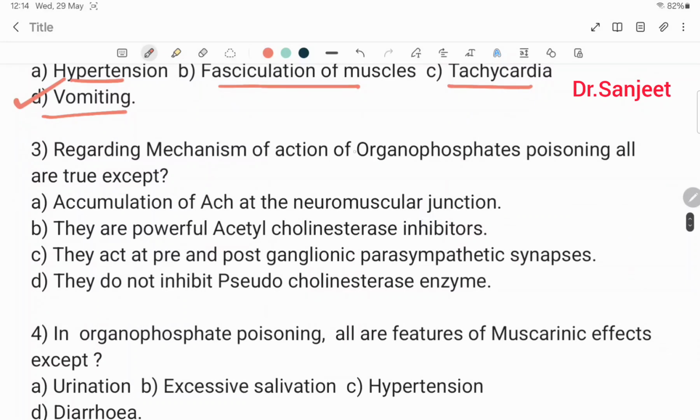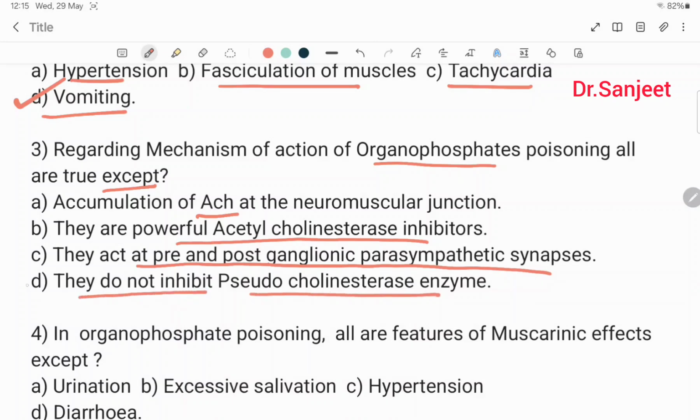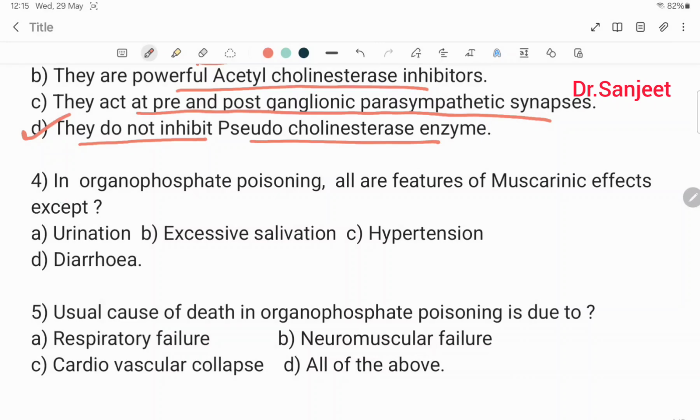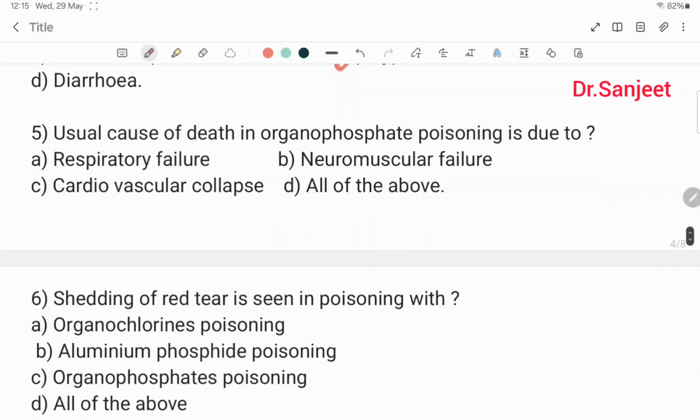Regarding mechanism of action of organophosphate poisoning, all are true except: accumulation of acetylcholine at the neuromuscular junction; they are powerful acetylcholinesterase inhibitors; they act at pre and post ganglionic parasympathetic synapses; they do not inhibit pseudocholinesterase enzyme. This is wrong. In organophosphate poisoning, all are features of muscarinic effect except: urination is a muscarinic effect, excessive salivation is also a muscarinic effect, hypertension is nicotinic action, and diarrhea is muscarinic. So hypertension is the nicotinic action.